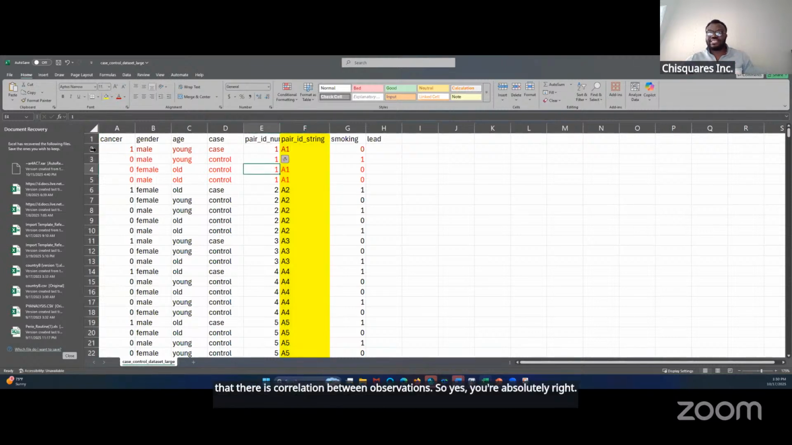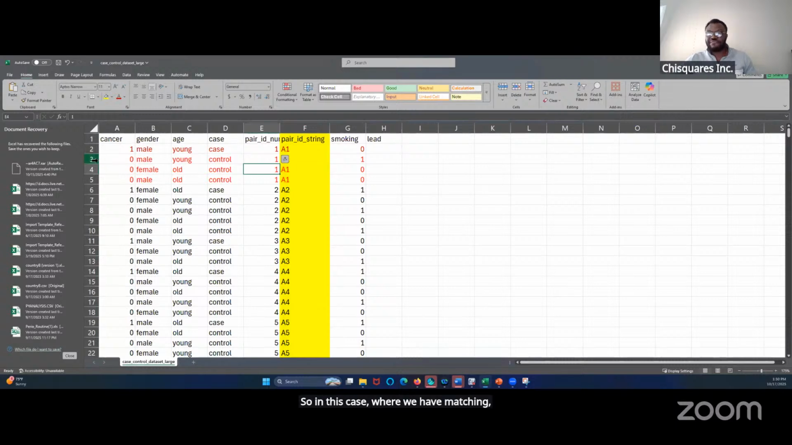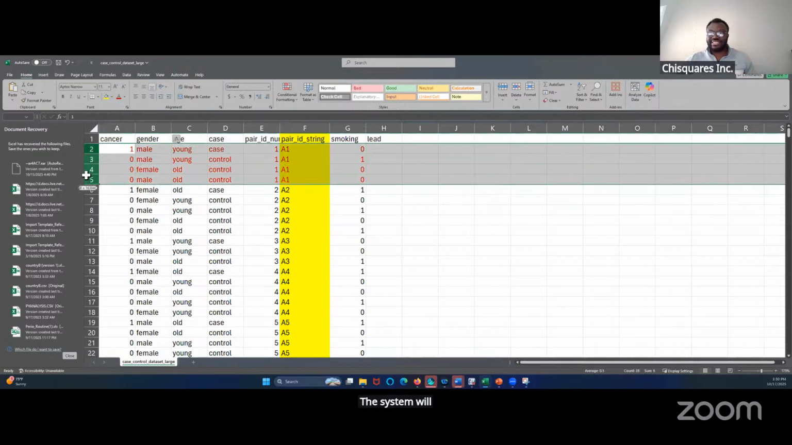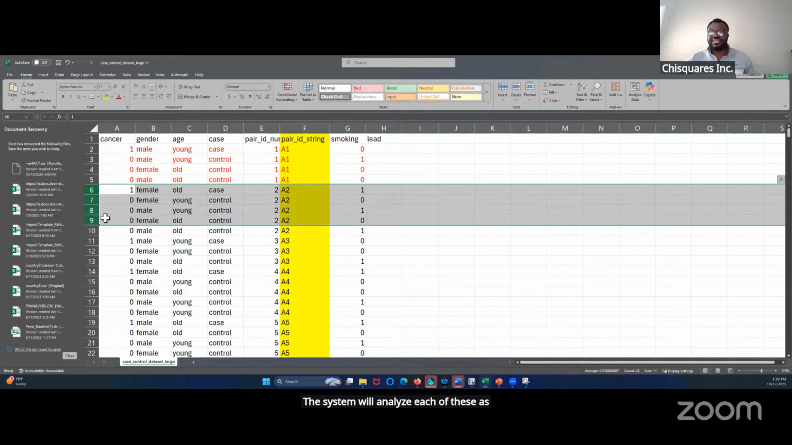In this case, where we have matching of controls to a case, we have to account for the correlation that is introduced by that matching. What is happening in the background is that the system will analyze each of these as completely different mini data sets, as different strata, and then you have the averaging of the results across the different strata.